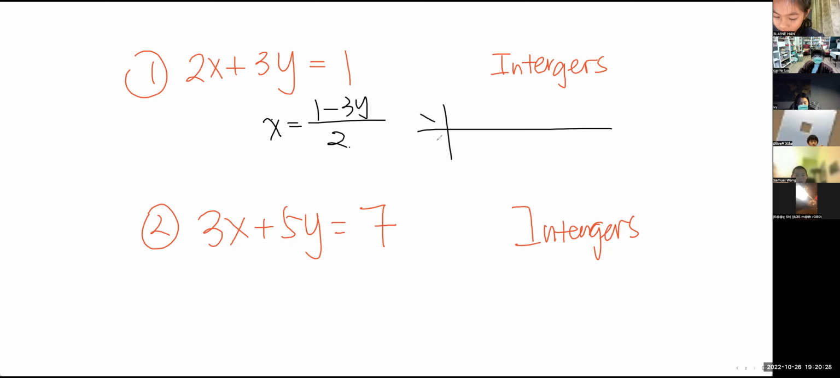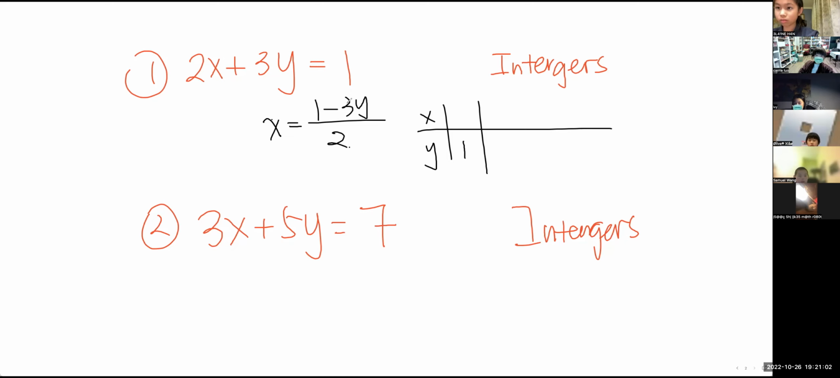So in order to make that work, y must be an odd number, right? Because odd times odd equals odd, and odd minus odd equals even. If you make y even, odd times even equals even, odd minus even equals odd, and odd divided by even is not divisible. Get it? So I know y can only be an odd number.